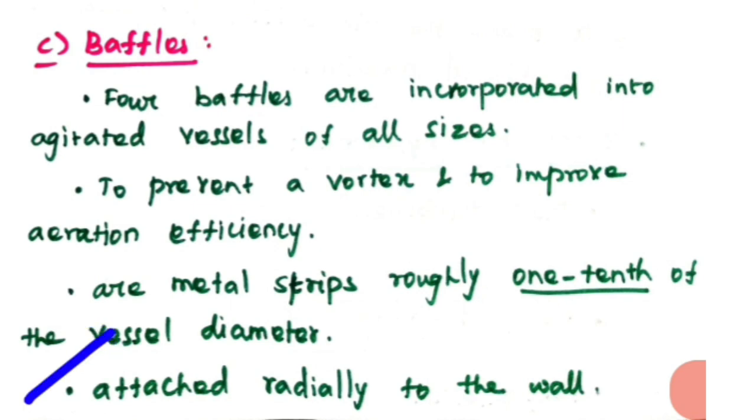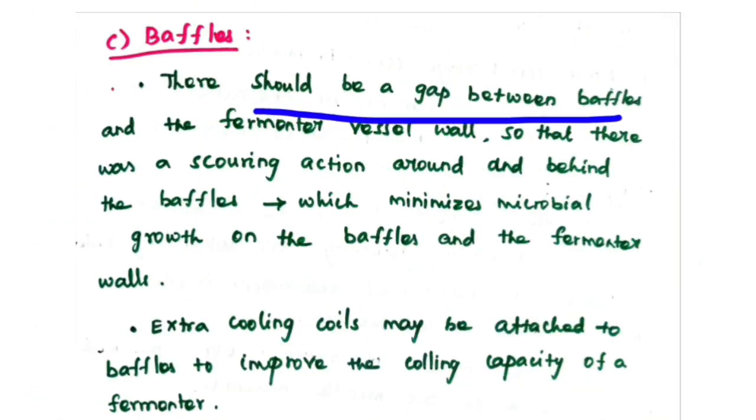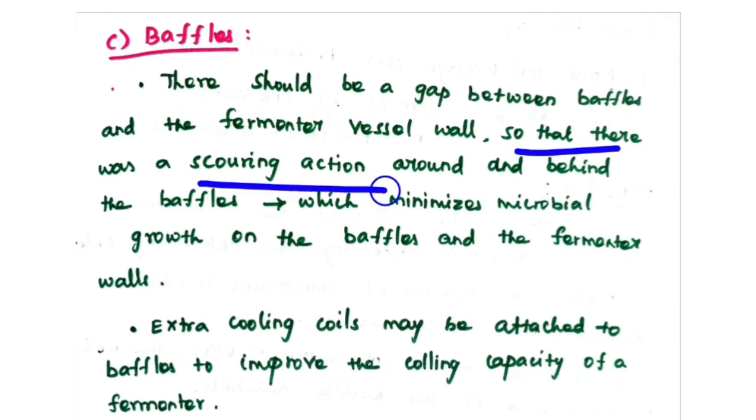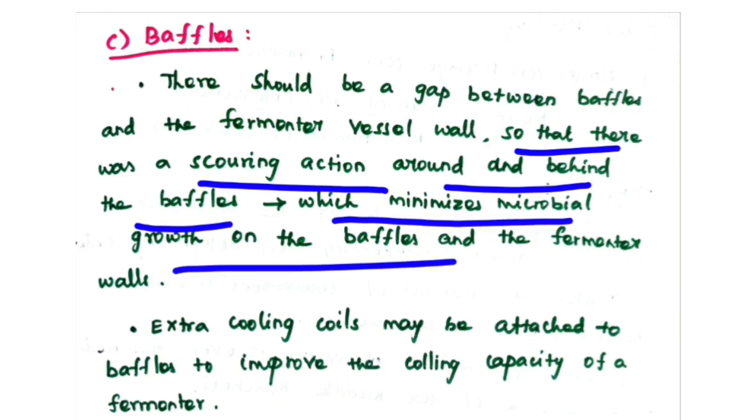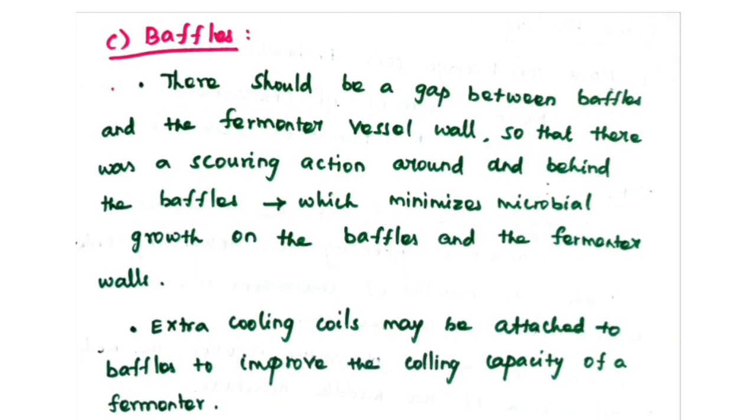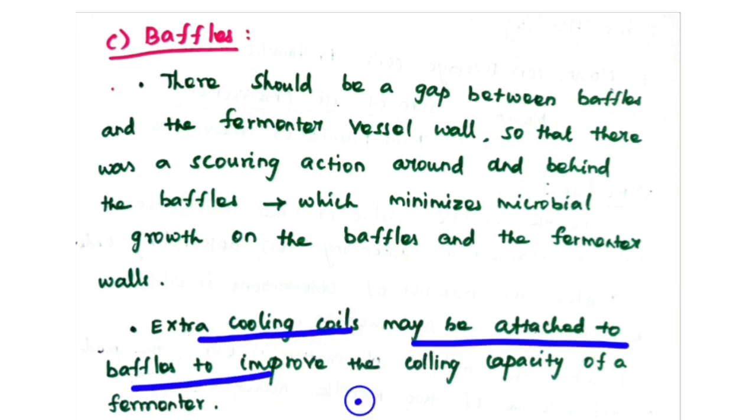These baffles are attached radially to the wall. There should be a gap between the baffles and the fermenter vessel wall so that there is a scouring action around and behind the baffles, which minimizes microbial growth on the baffles and the fermenter walls. Then if you want extra cooling, cooling coils may be attached to the baffles to improve the cooling capacity of the fermenter, because you have to maintain the temperature of the process.